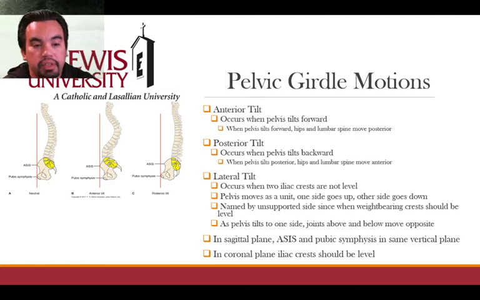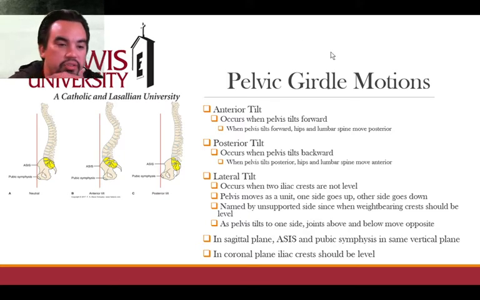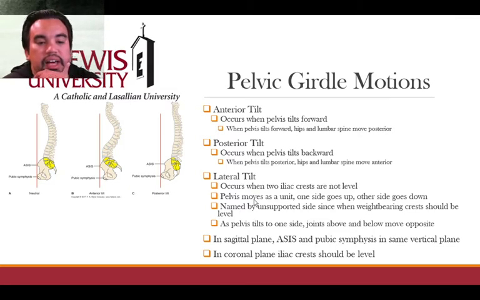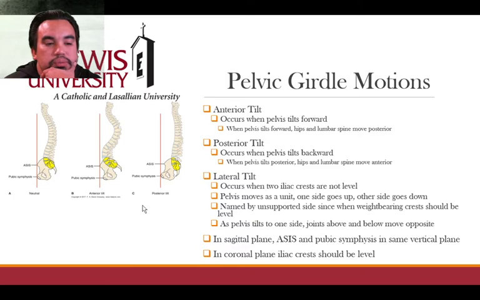So the top half, the ilium, are now driven posterior. The sacrum is driven anteriorly, decreasing that sacral angle. And you get more of a flat posterior spine back there. That lordotic curve is now flattened out. Then you can also have a lateral tilt. And this occurs when the two crests are not level.